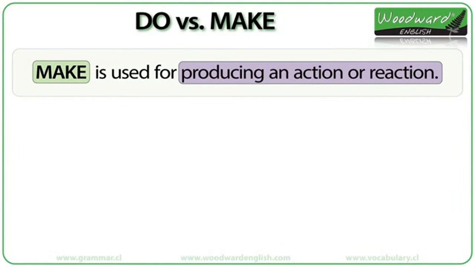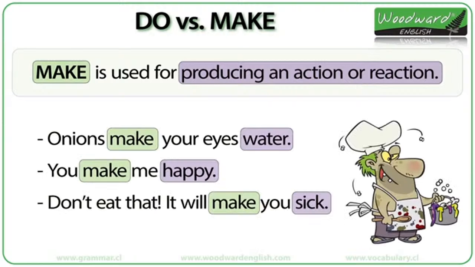We also use make for producing an action or reaction. Onions make your eyes water. Here, water is a verb. Yes, cutting onions produces this reaction. You make me happy. Yes, it is true. You create this wonderful feeling in me. Don't eat that. It will make you sick. They're probably talking about my cooking here. Don't eat it. It will cause a terrible reaction.